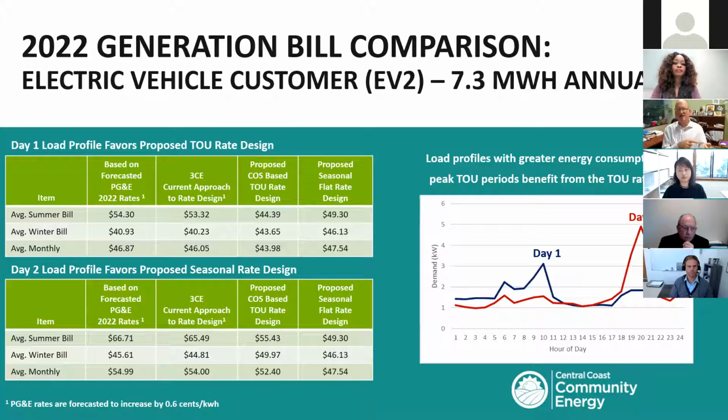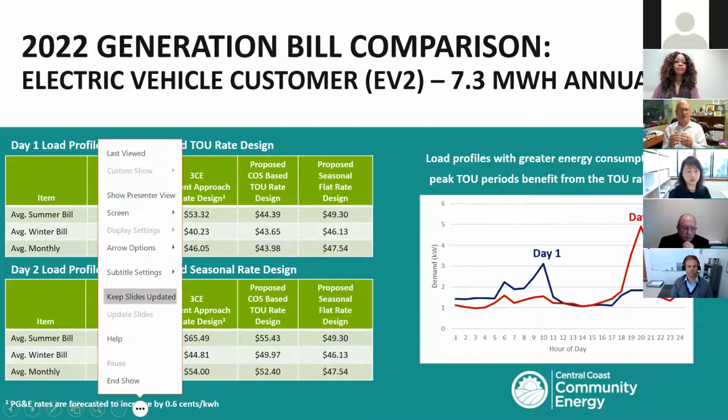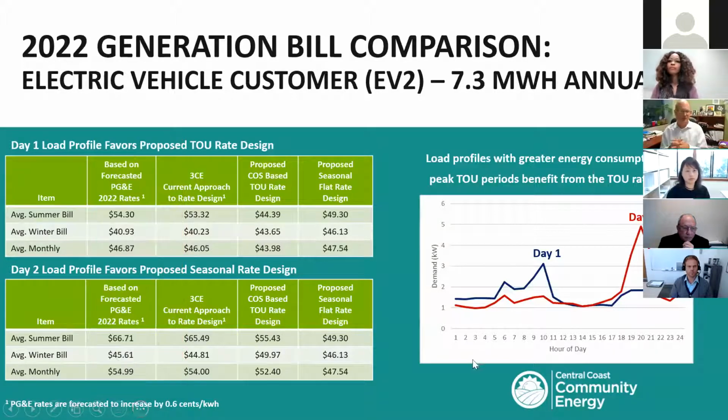So again, looking over at the rate design and the estimated total rates and bills, you can see that we're doing a comparison again, looking at forecasted PG&E rates for 2022, that discount under the current rate design. And you can see that the proposed cost of service time of use rate design under day one, is that my mouse or is that, Lena, is that your mouse? Sorry, okay, there you go. Is about $44 on average monthly under the time of use rate design. Under the seasonal flat rate for that day one profile is $47.50.